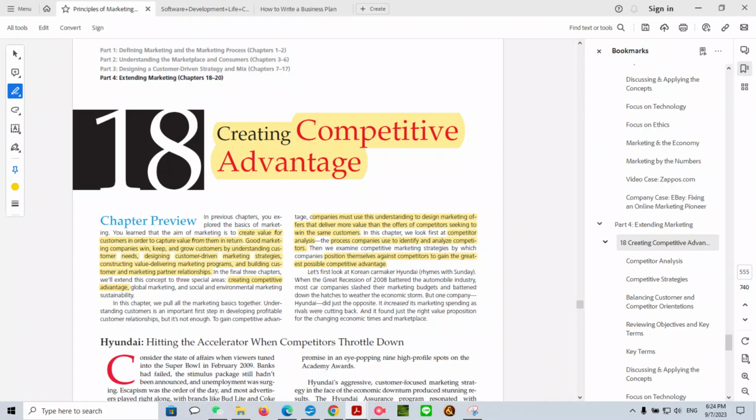During the Great Recession of 2008, the battered automobile industry, that is, most car companies, slashed their marketing budgets and battened down the hatches to weather the economic storm. But one company, Hyundai, did just the opposite. It increased its marketing spending as rivals were cutting back, and it found just the right value proposition for the changing economic times and marketplace.